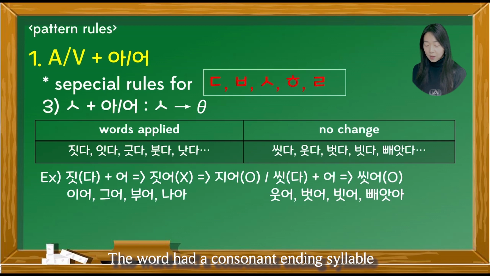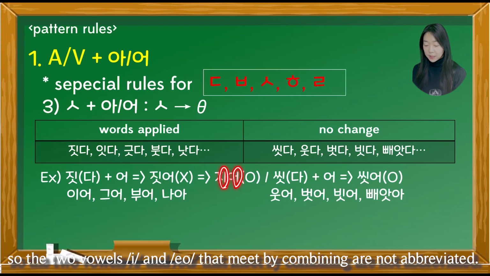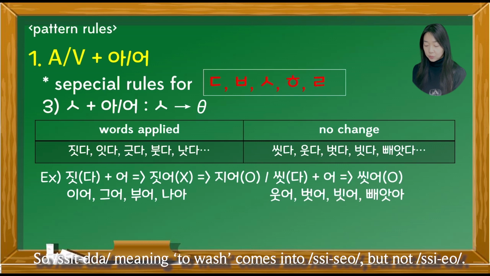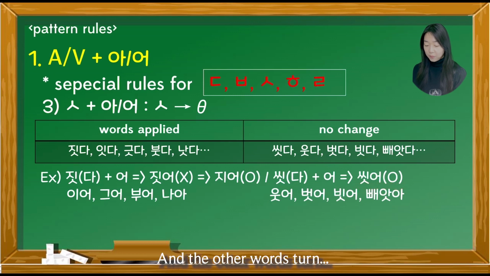The word had a consonant ending syllable in the first place, before its form was changed, so the two vowels e and o that meet by combining are not abbreviated. However, these words are not subject to this rule. So, 씻다, meaning to wash, comes into 씻어, but not 씌어. And the other words turn 웃어, 벗어, 빗어, 빼앗아, etc.